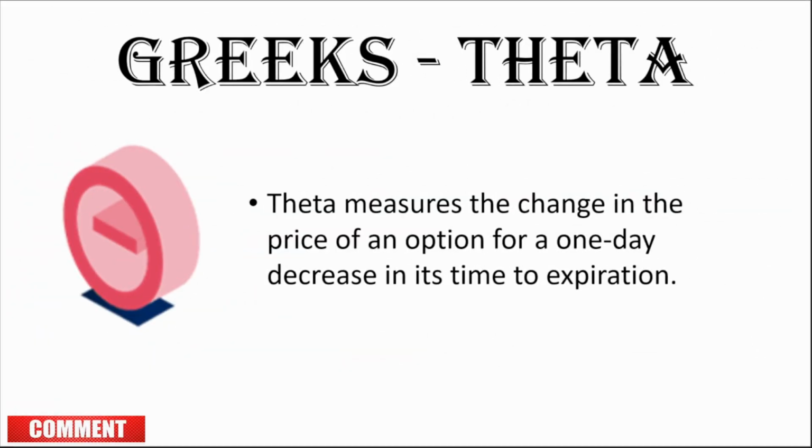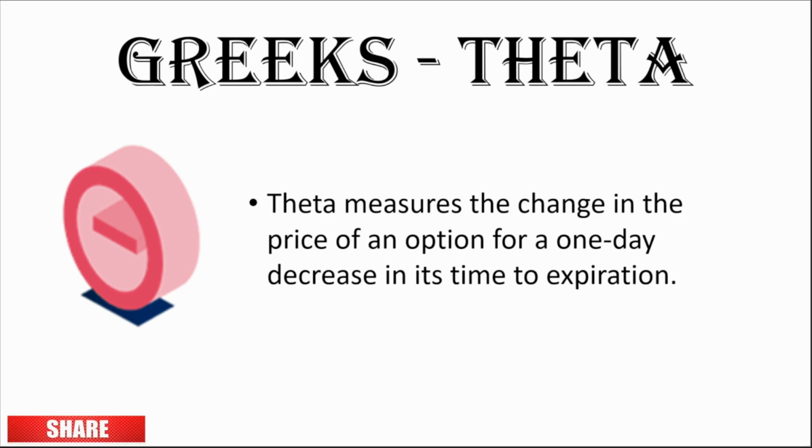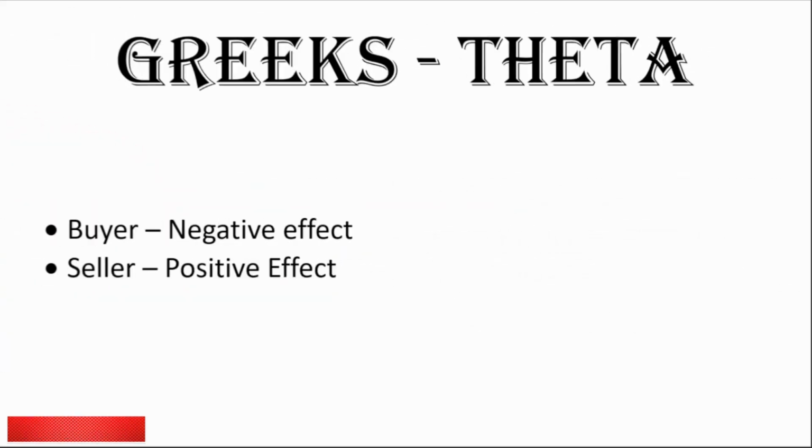The third option Greek that we're going to study in this option trading course for beginners is the option Greek theta. Theta measures the rate of time decay in the value of an option or its premium. Time decay represents the erosion of an option's value or price with the passage of one day. One thing to remember is that option buyers have a negative effect due to time decay, and option sellers will have a positive impact, also due to time decay.